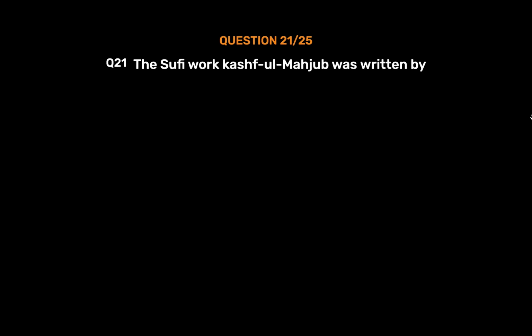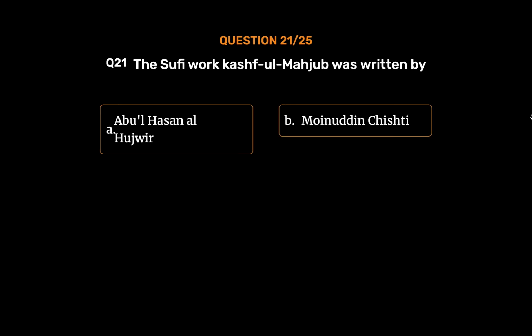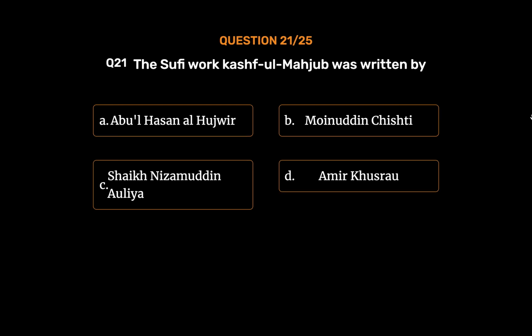Question number 21. The Sufi work Kashf-ul-Mahjub was written by Option A. Abul Hasan al-Hujwir. Option B. Moinuddin Chishti. Option C. Sheikh Nizamuddin Aulia. Option D. Amir Khusro. The correct answer is Option A.